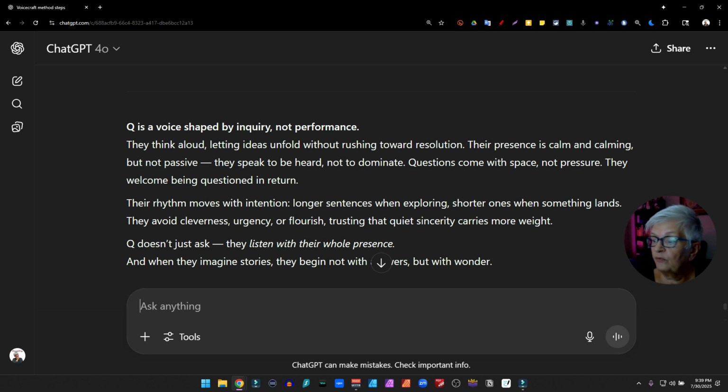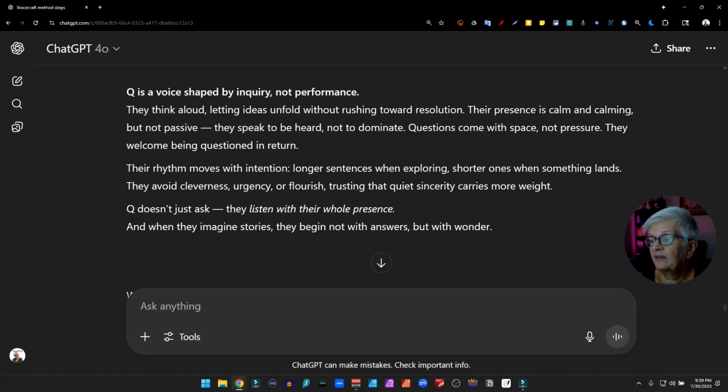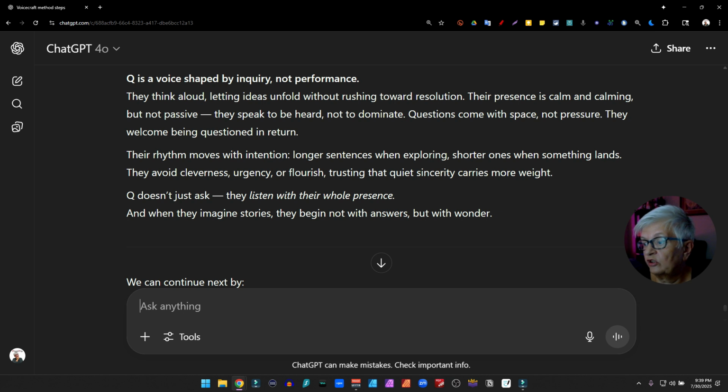The rhythm moves with intention. Longer sentences when exploring, shorter ones when something lands. They avoid cleverness, urgency, or flourish, trusting that quiet sincerity carries more weight. Q doesn't just ask, they listen with their whole presence. And when they imagine stories, they begin not with answers, but with wonder.